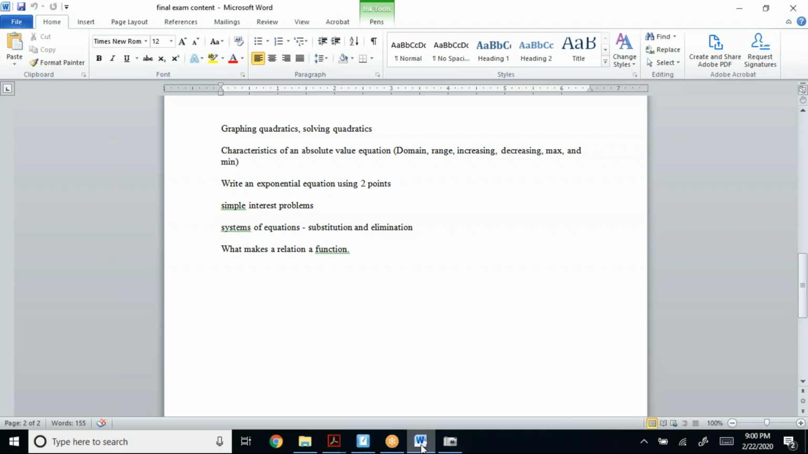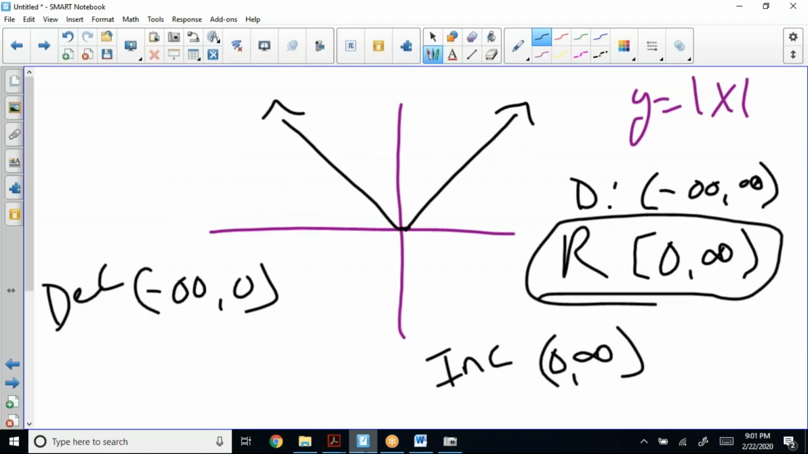And then what makes a relation a function, right? A relation is a function if the x's don't repeat, right? So just make sure that's very much secured in your brain. And if you do that, then you should be okay. Again, it's what you possibly could see and whatnot.